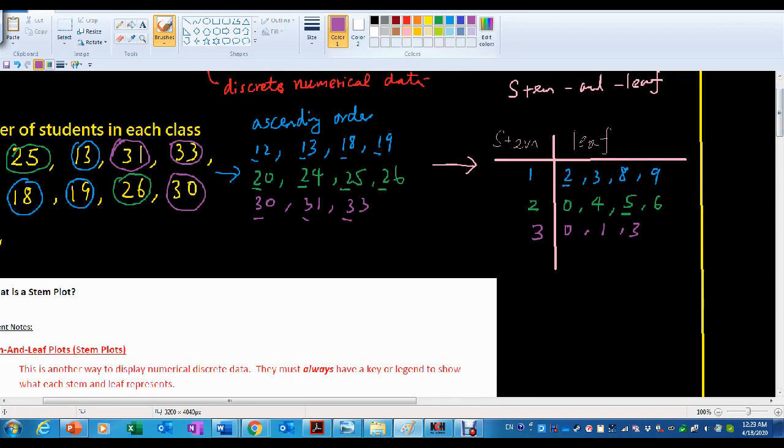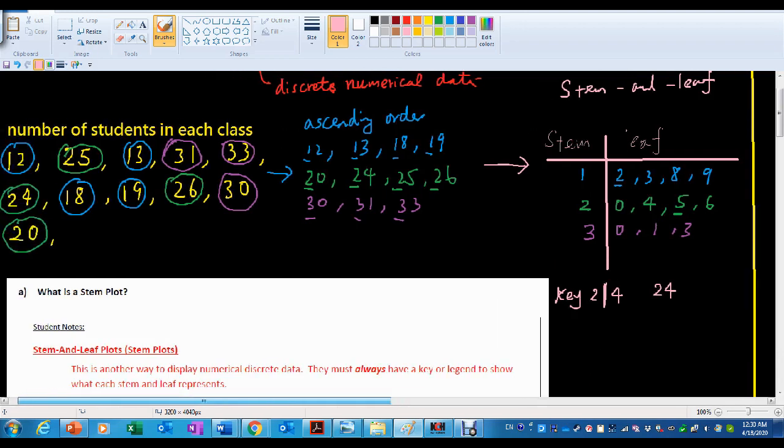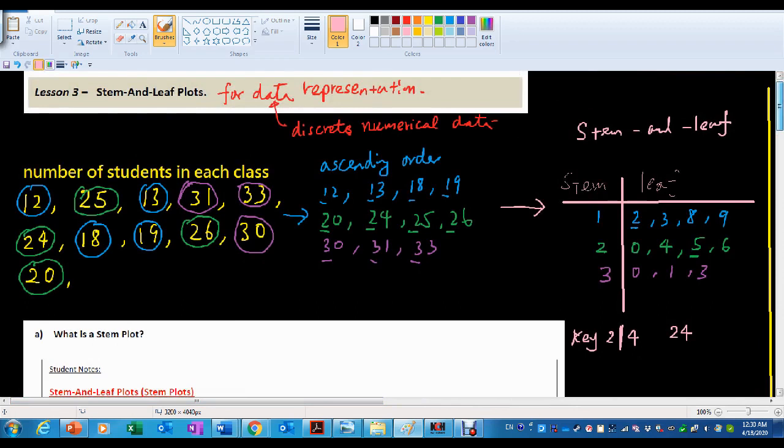If you only write the stem and leaf diagram, there might be some misunderstanding. People don't realize that 1 is actually 10, and 2 is actually 20. So you better write a key. For example, if you write key 2 stroke 4, that means 24. With that key as reference, people won't misunderstand that stem means tens and leaf means units. So that's what we call a stem and leaf plot.